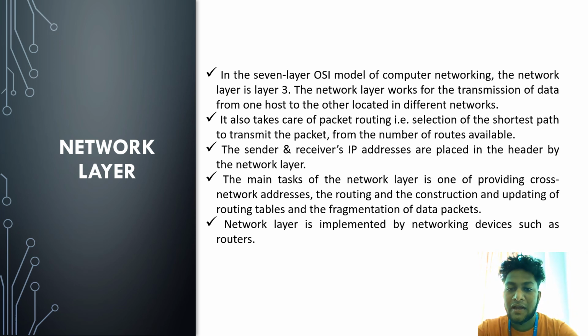The sender and receiver IP addresses are placed in the header by the network layer. The main tasks of the network layer are providing classful network addresses, routing, the construction and updating of routing tables, and the fragmentation of data packets. The network layer is implemented by networking devices such as routers.